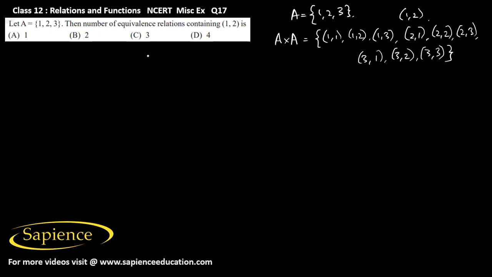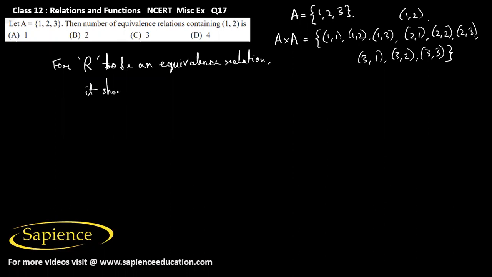So now we know that for R to be an equivalence relation, it should be reflexive, symmetric, and transitive. It should be reflexive, symmetric, and transitive. So this is the rule.